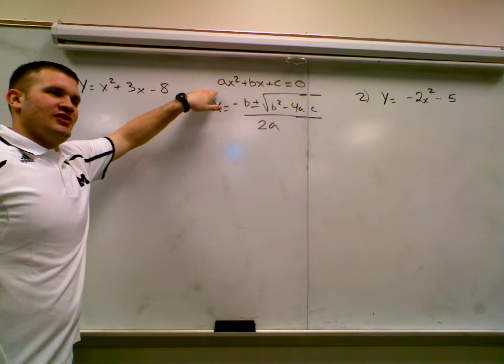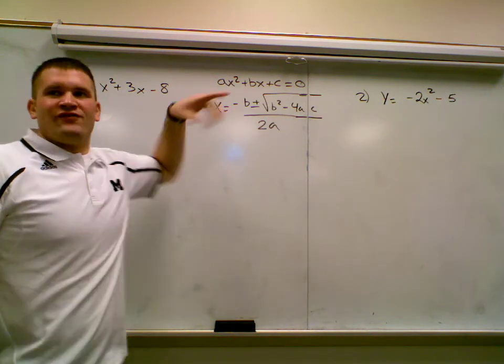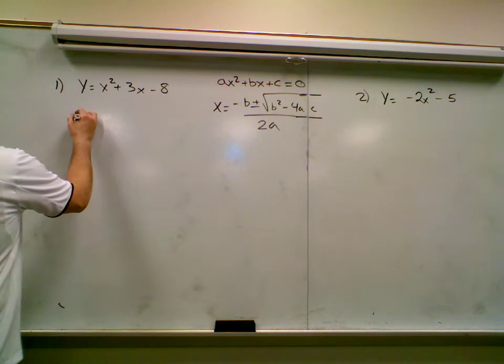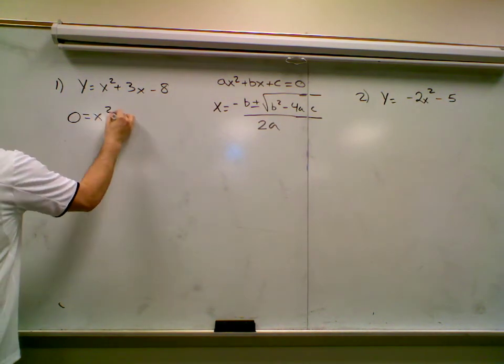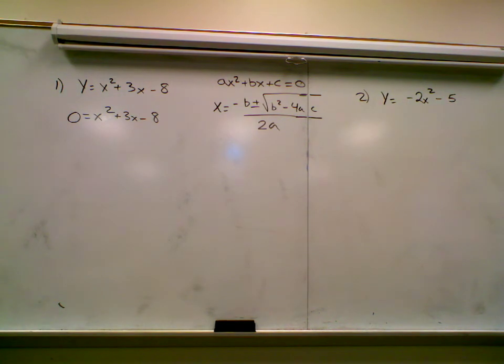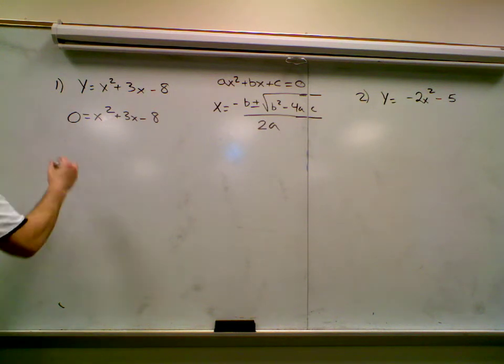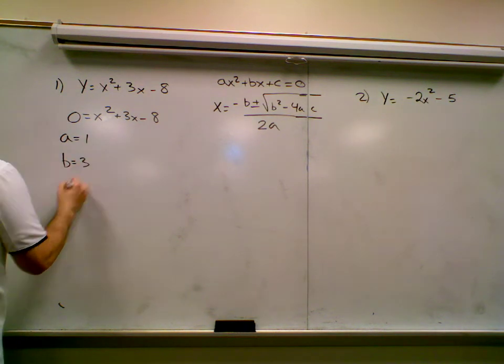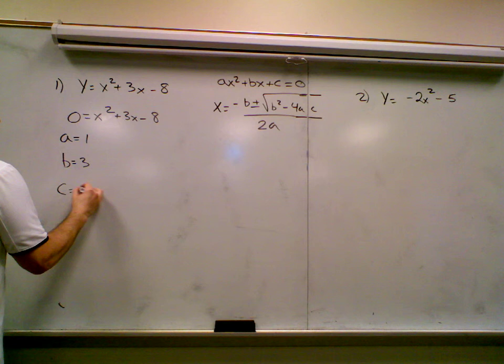X-intercepts. So this equation finds x-intercepts. Does that make sense? Okay, so if I do this, am I in the correct form? Yeah, I'm in the right form, aren't I? Right? What's my A value? 1. What's B? 3. What's C? -8.